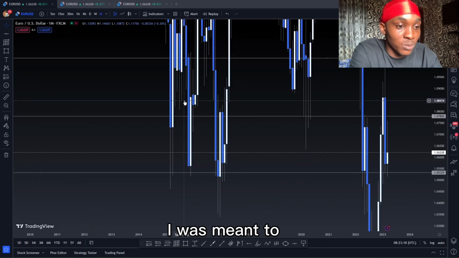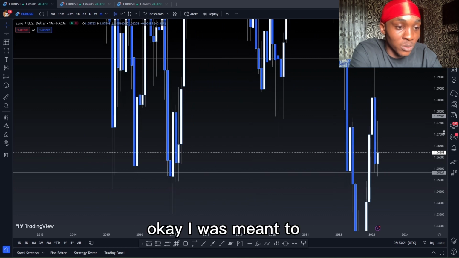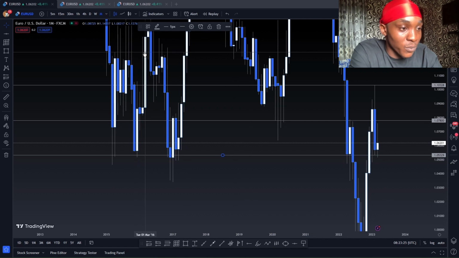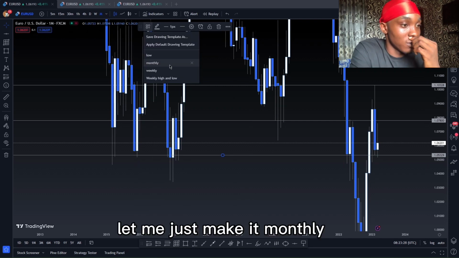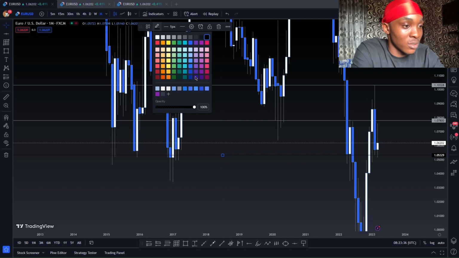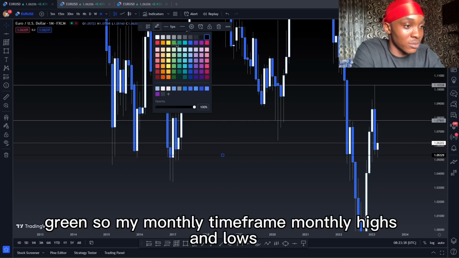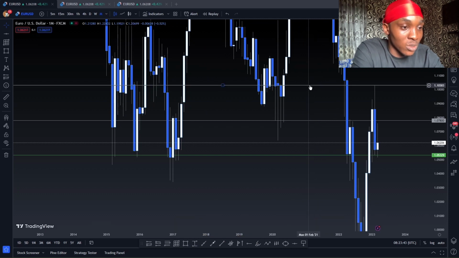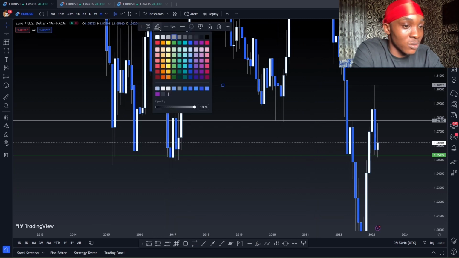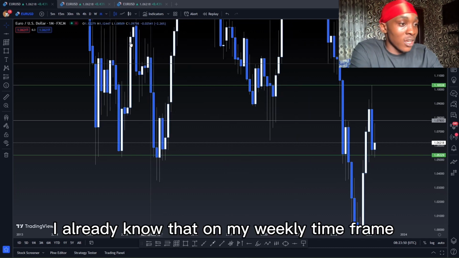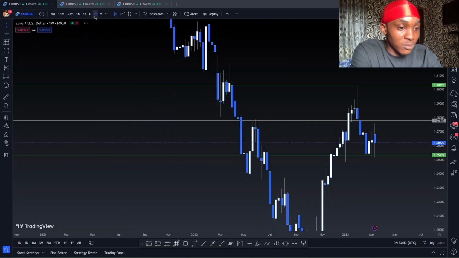Okay, I made a mistake. I was meant to make this a different color. Let me make it, monthly is usually black, we'll change it to possibly green. So my monthly time frame, monthly highs and lows, is green, right? So now I already know that on my weekly time frame, this is a key area.